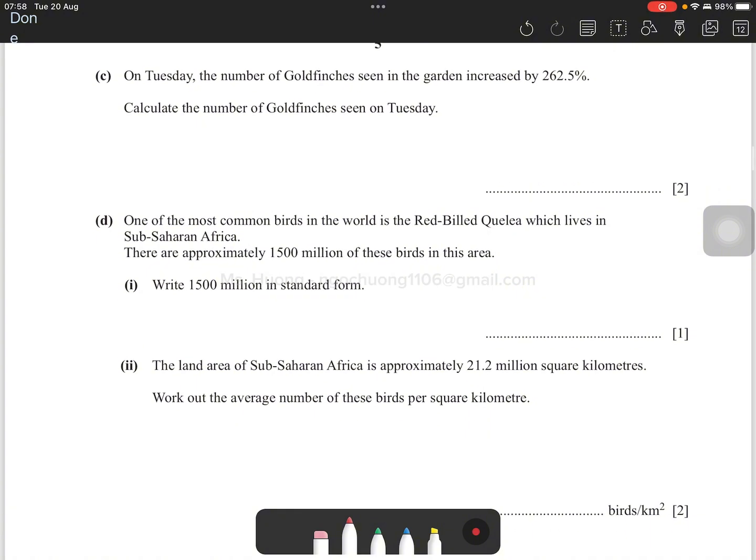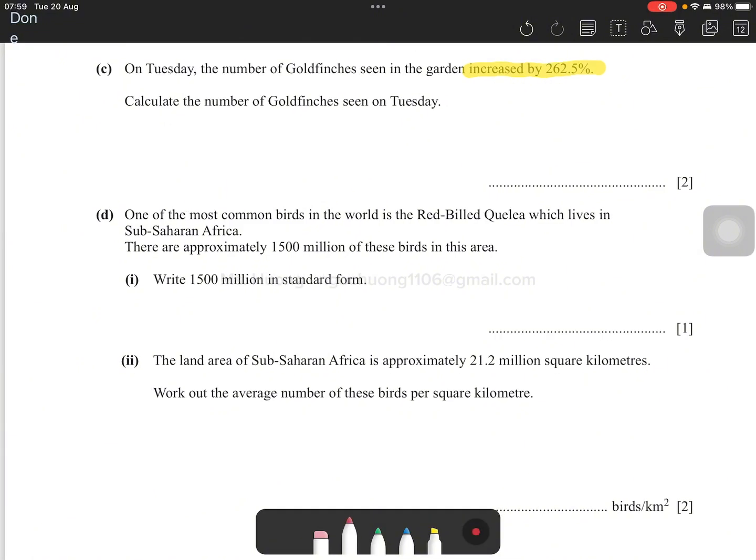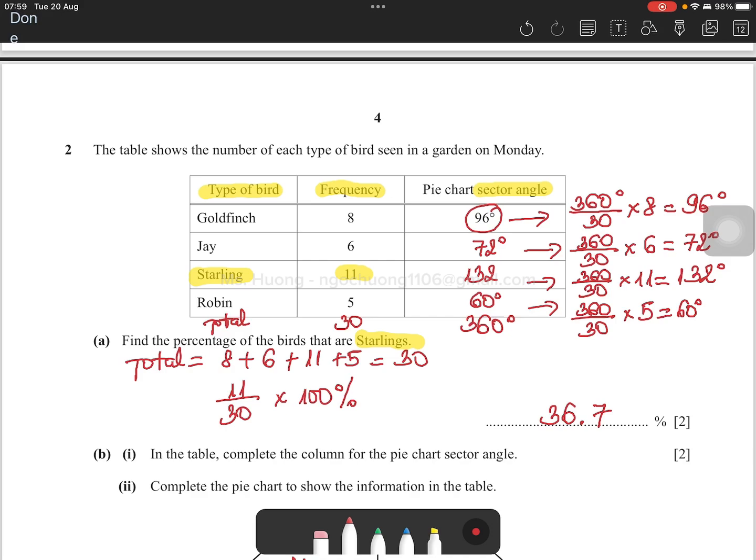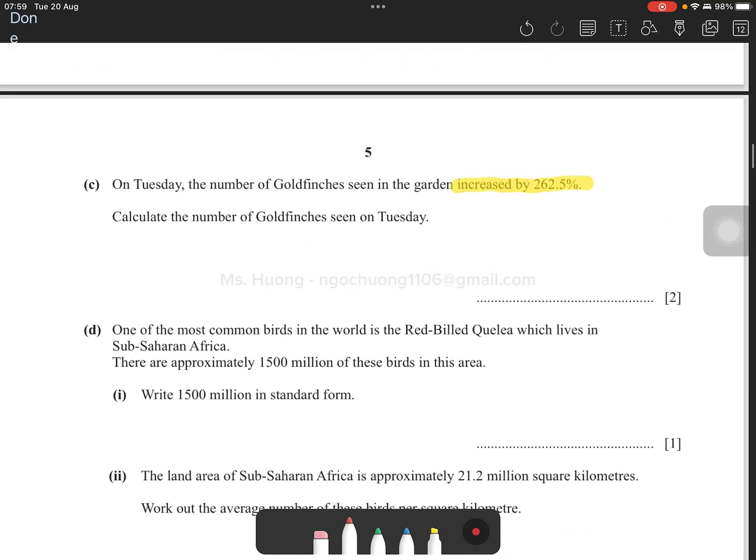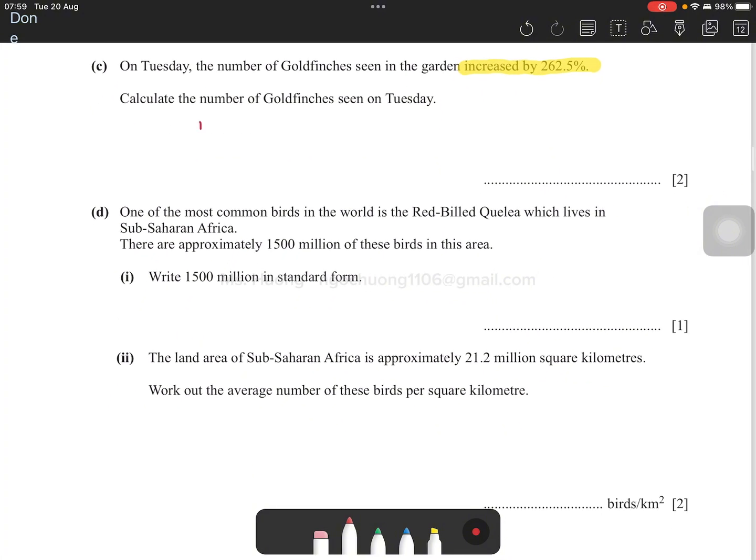C. On Tuesday, the number of goldfinches seen in the garden increased by 262.5%. Calculate the number of goldfinches seen on Tuesday. So let's check the table again. On Monday, the number of goldfinches is 8. So we start with 8. And then on Tuesday, it increased by 262.5%. So we add 1 to 262.5%. And this one is equal to 29 goldfinches.